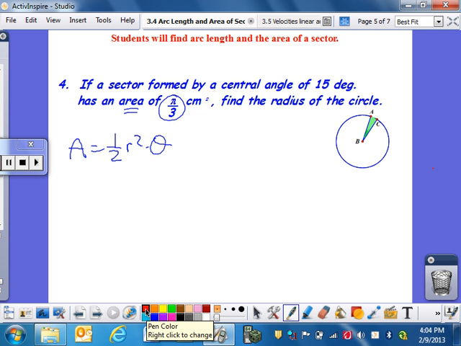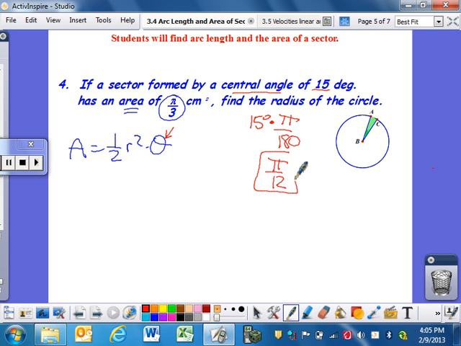Now, what do they give you? They give you the central angle of 15 degrees. First of all, you can't put 15 in there. So let's deal with that right now. So 15 degrees in radians, I need to times by what? Pi over 180. So think about how many times 15 goes into 180. It's 12 times. So I end up getting pi over 12. That is my angle that I need to shove in for my theta.